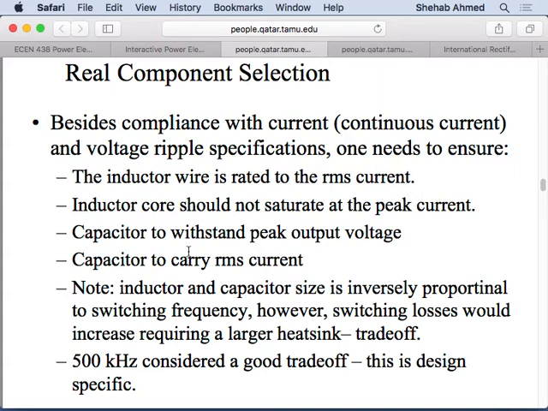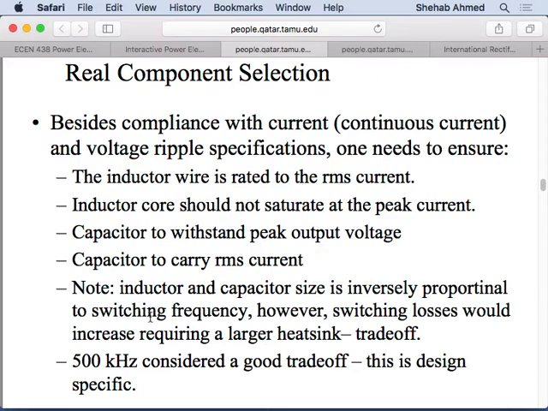For inductors. Capacitors, you select based on peak voltage, because that's the voltage that will break down the dielectric of the insulation between the two plates or between the two sheets. And then you also have to base it on capacitor RMS current, because we have AC current flowing through the capacitor, and that current will cause loss to dissipate in that resistor. So you have to consider that as well.